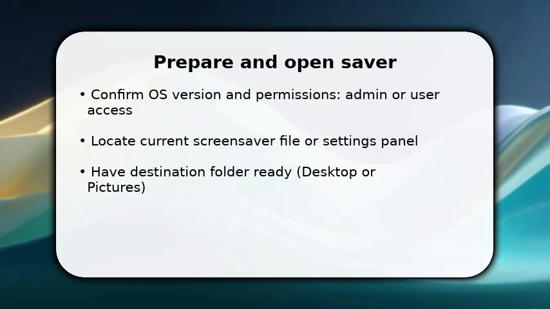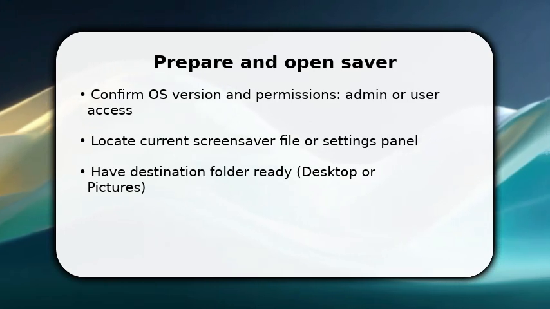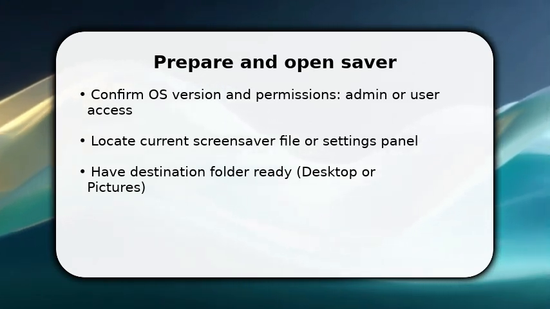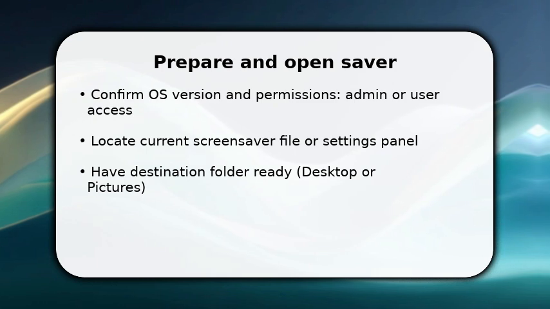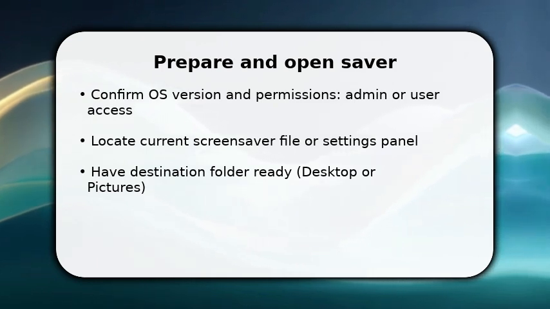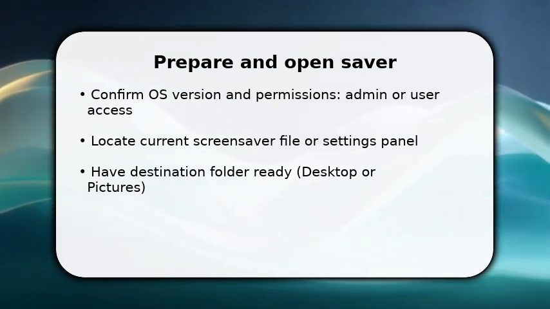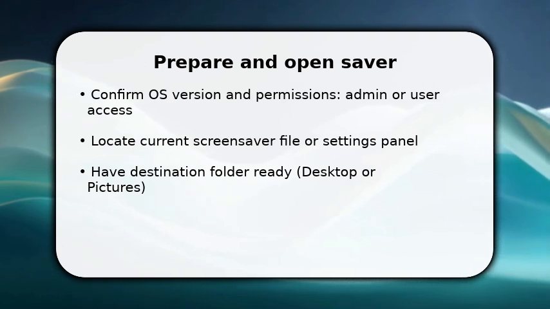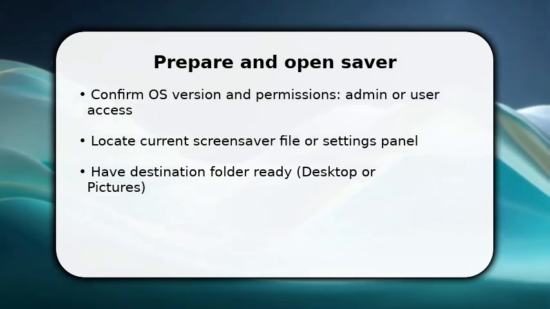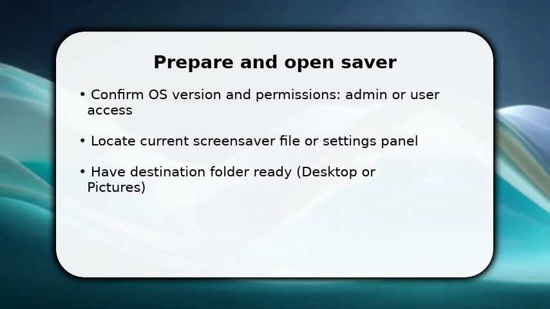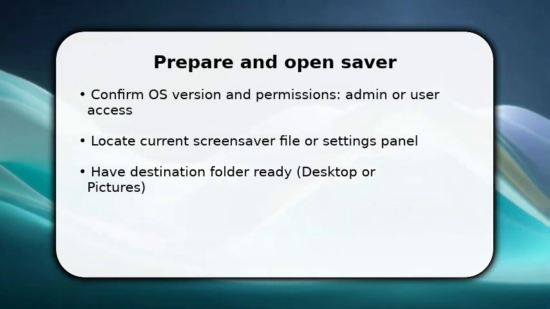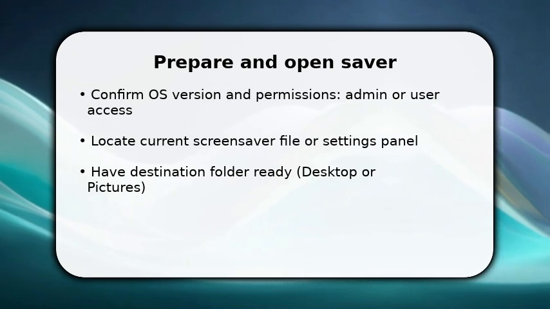You'll start by confirming permissions and opening the screensaver settings. This prevents permission errors later. Once done, find the Active Saver file or Settings panel, System Preferences, or Control Panel depending on your OS. Make sure you have a destination folder ready, such as Desktop or Pictures, for the export. You're not installing yet, you're preparing.